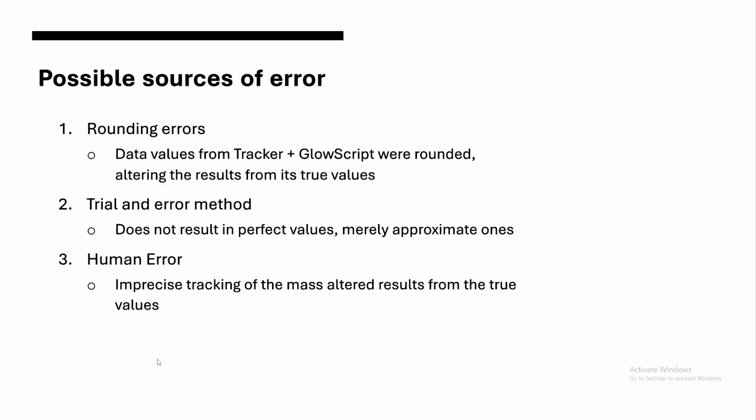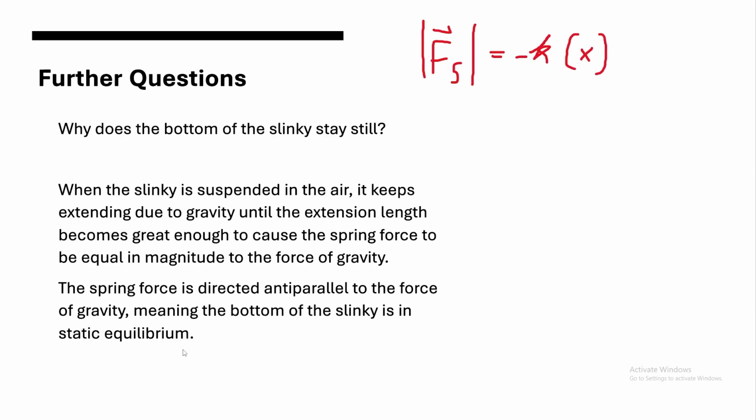And now for some possible sources of error, the first one being rounding errors. Data values from Tracker and GlowScript were rounded, altering the results from their true values. The second was the use of the trial and error method to get our coefficient B. It didn't result in an exact or perfect value, it merely just gave us a value that was good enough. And the next one was human error. Imprecise tracking of the mass altered results from the true values.